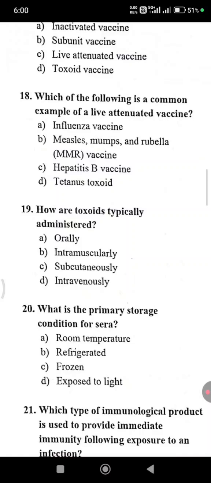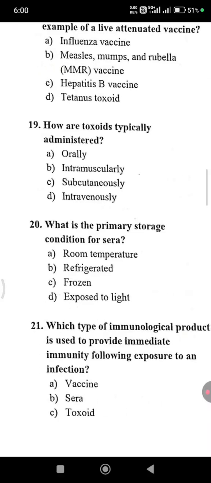Let's go to question number 19. How are toxoids typically administered? That is option B, intramuscularly. What is the primary storage condition for sera? That is option B, refrigerated.